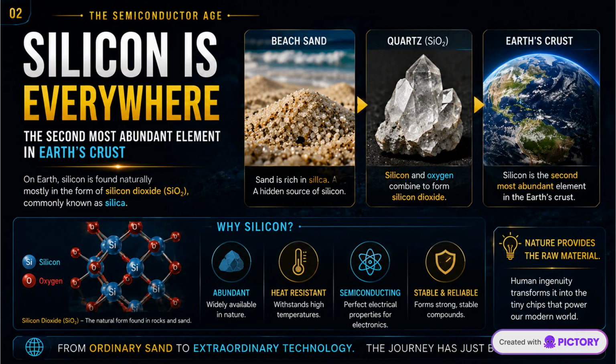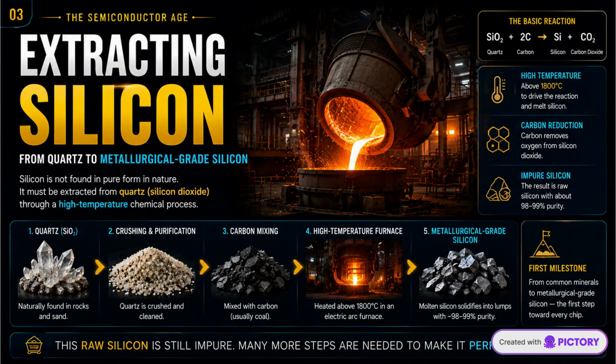Silicon, the second most abundant element in Earth's crust, is found in beach sand and quartz. Its unique properties make it essential for modern technology. The first step is to separate silicon from oxygen. Quartz is heated to extremely high temperatures in electric furnaces with carbon. This chemical reaction removes the oxygen, leaving behind metallurgical-grade silicon.